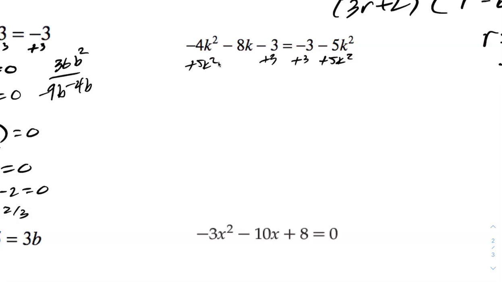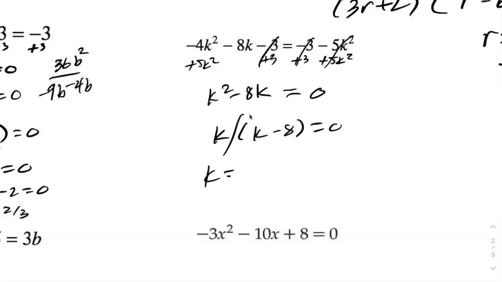Oh, a lot of things happen. These cancel out, of course. That cancels out. I'm left with k squared minus 8k. Well, that's a lot easier. Now again, there's only two things, so still do the same thing. We factor out what they have in common, like k. Always the first thing you should ask yourself.